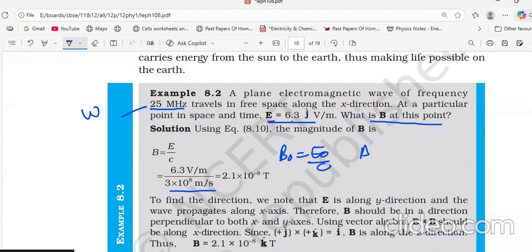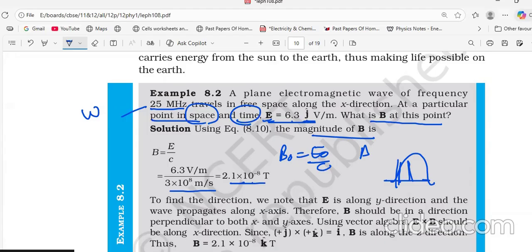Why is it not saying E naught? E naught is the peak value. E is any value. So this 6.3 is at this particular point in space and time. At some time, it could be anywhere. And 6.3 divided by 3, so this is B. This is the magnitude. So he's got the magnitude of B. And to find the direction, we now know, he says that E is in the j direction.